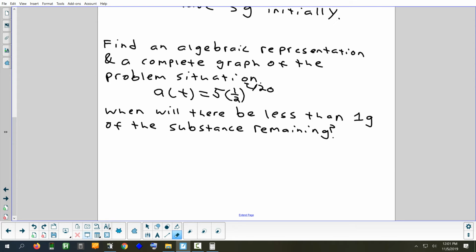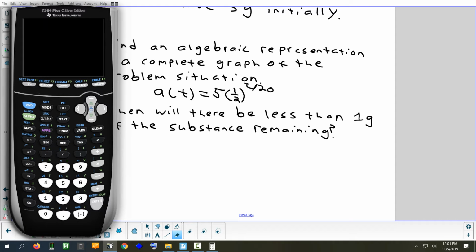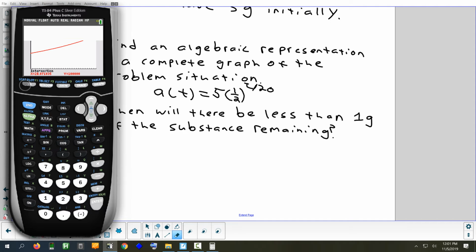So now, when will there be less than 1 gram remaining? How would I do that? So put in what? Just 1. So yeah, just put in 1. And then 5 times a half raised to the t over 20.